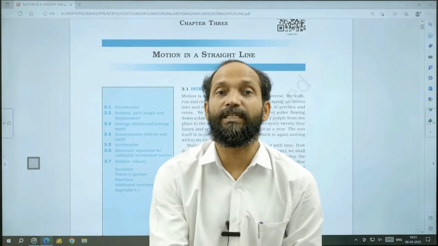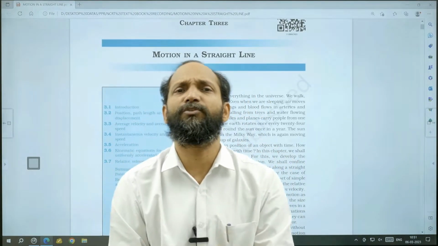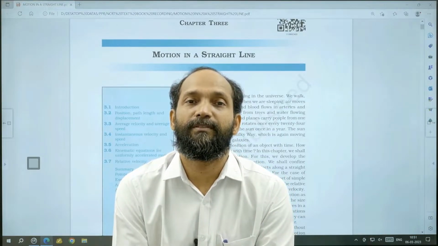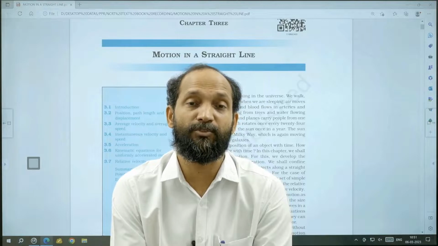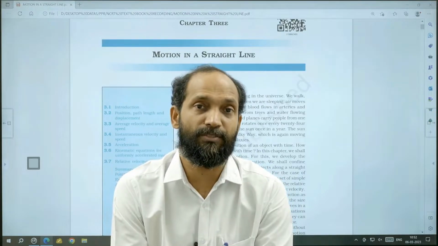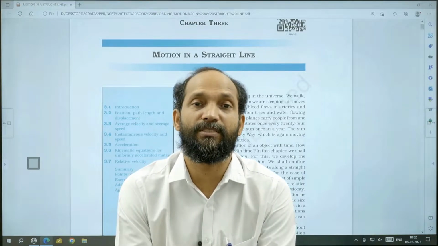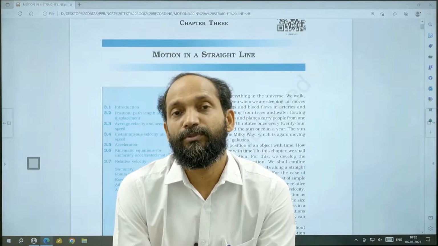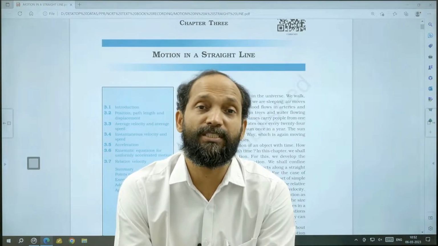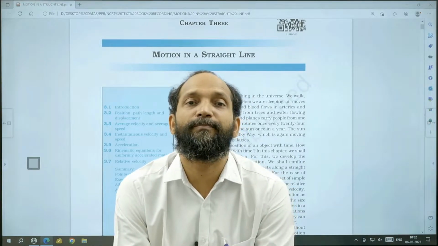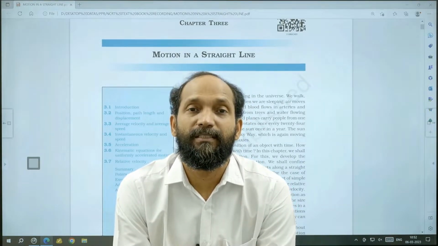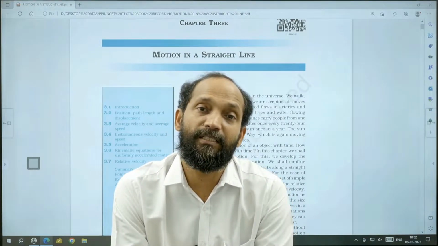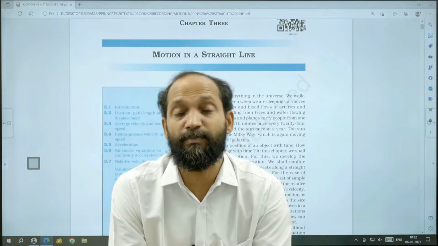A body projected vertically upward, at the highest point of its trajectory, has its instantaneous velocity become zero. So questions on speed, velocity, distance, displacement are very important, based on statements. Statement type questions are important. Also graphs: the slope of a position time graph gives velocity. Similarly, the area under a velocity time graph gives displacement.